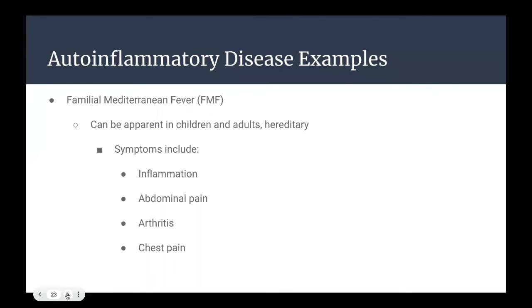So, one example of an autoinflammatory disease is familial Mediterranean fever, or FMF. Familial Mediterranean fever is caused by a mutation in the MEFV gene that codes for the production of pyrin, and pyrin is thought to assist with the regulation of inflammation. And the symptoms present are inflammation, abdominal pain, arthritis, and chest pain, and this can be present in children and adults.